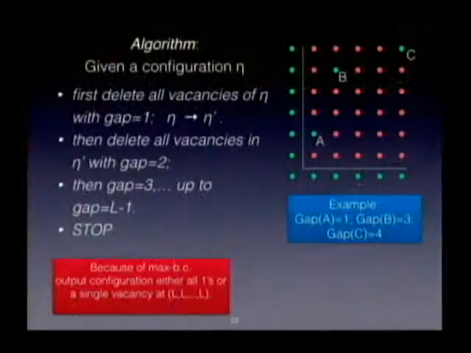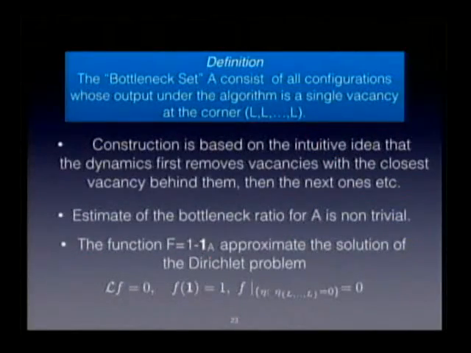Good. So then the bottleneck consists exactly of all the configurations such that when you apply this algorithm, you output the configuration with a single vacancy in the topmost, rightmost vertex of the box. So this is a definition, a well-defined set. And of course, the problem is to prove that the bottleneck ratio for this set is exactly the correct size.